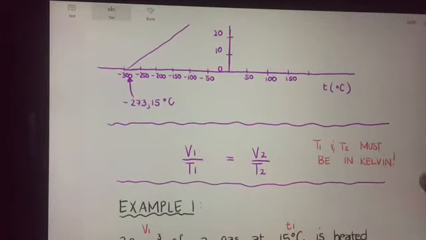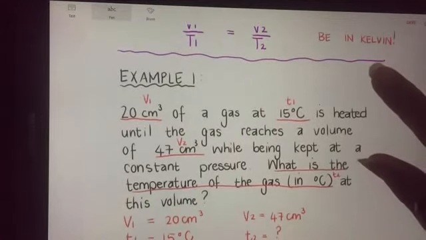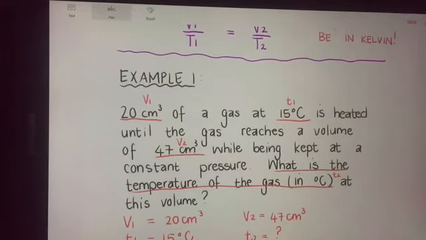Let's take a look at an example of a question. 20 centimeters cubed of a gas at 15 degrees Celsius is heated. So there's my volume 1 and that's my temperature 1 that goes with it. It is heated until the gas reaches a volume of 47 cubic centimeters while being kept at a constant pressure. What is the temperature of the gas in degrees Celsius? So V2 is 47 and T2 is what I want to work out. They ask for the temperature in degrees Celsius. It doesn't mean that they give us permission to use degrees Celsius in the formula. The formula temperatures must be Kelvin.